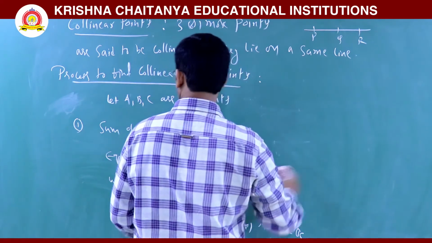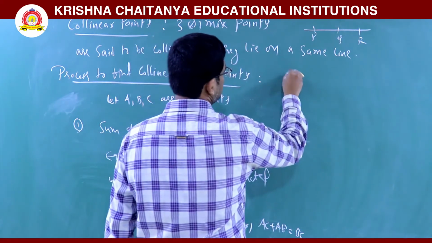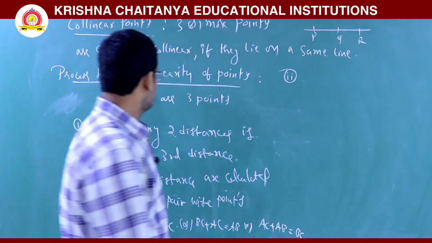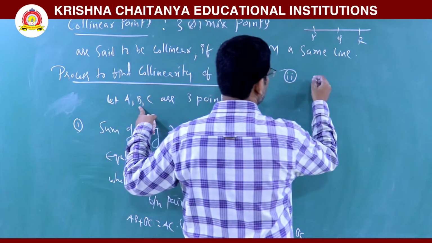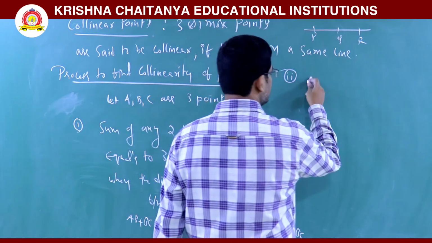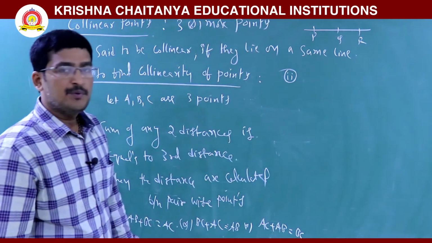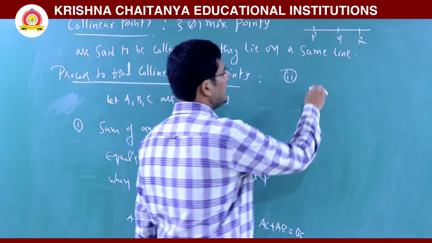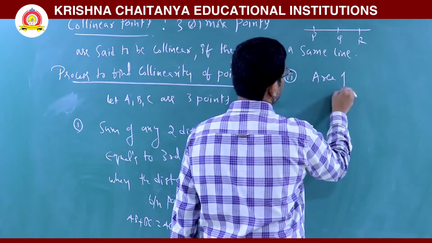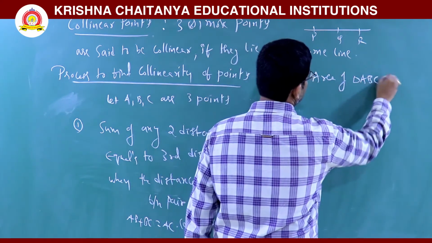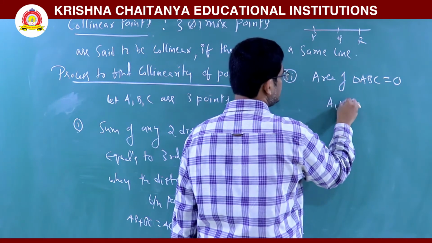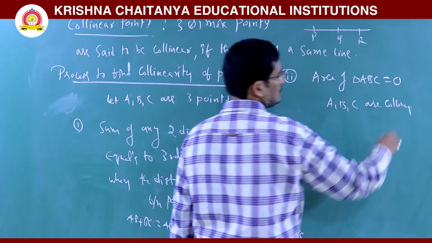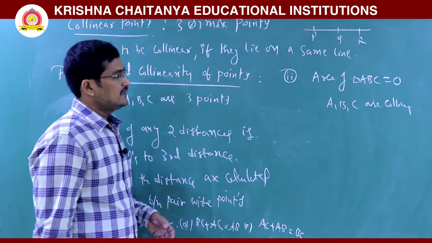How to find ABC are collinear? The second method, the method to check ABC collinearity. In the second one, suppose you have to find the area of triangle ABC. If the area of triangle ABC is 0, then it is easy to say ABC are collinear. This is the second method.